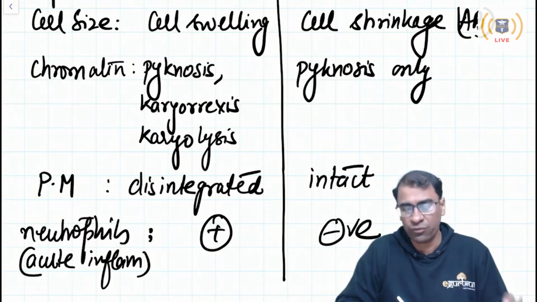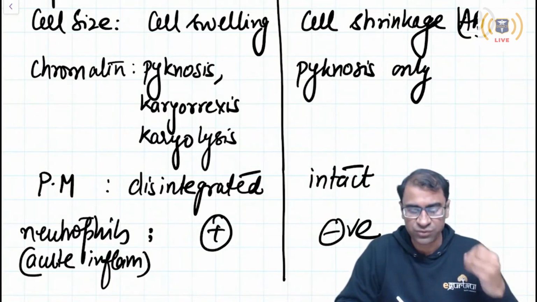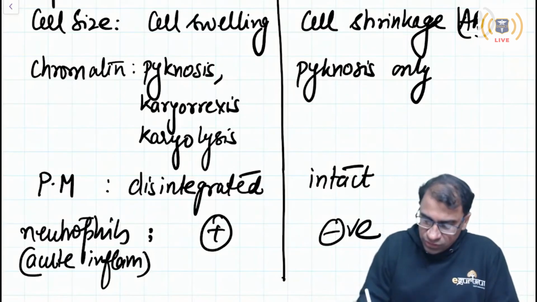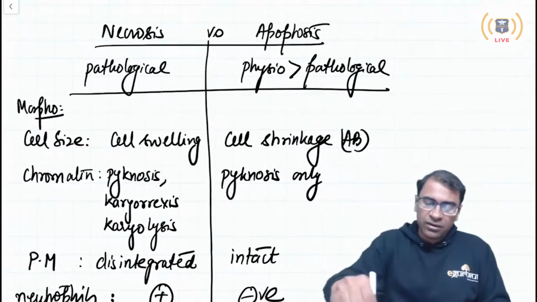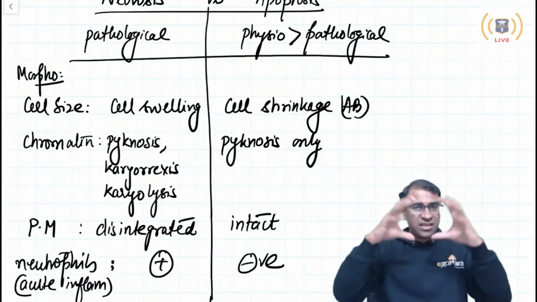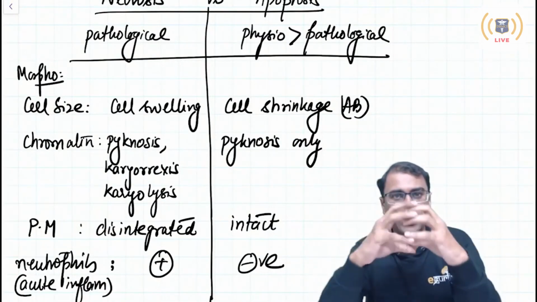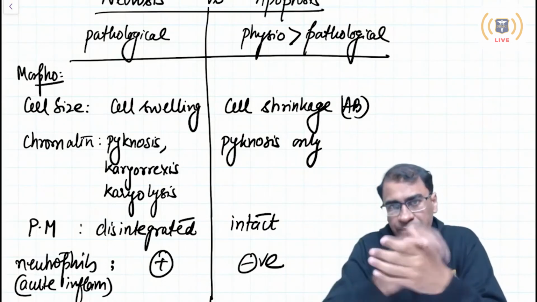Okay, again, a very, very important way to differentiate necrosis versus apoptosis. So these are the basic differences between these two processes. Again, remember, necrosis had cell size increasing, apoptosis has cell shrinkage. Why? Look at the apoptotic body.